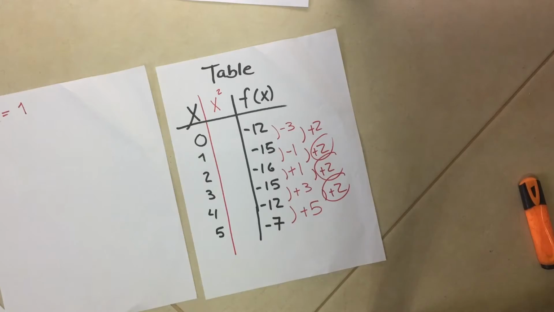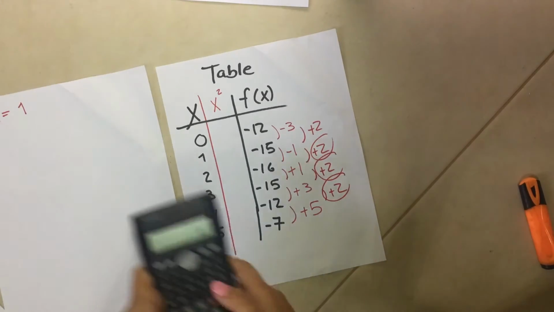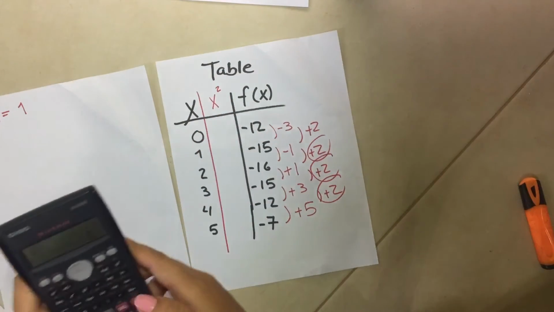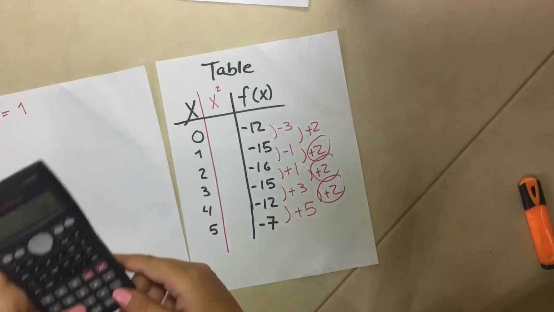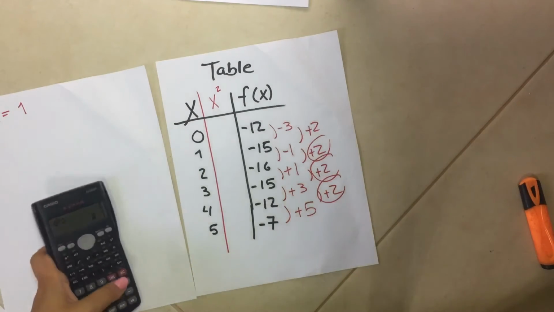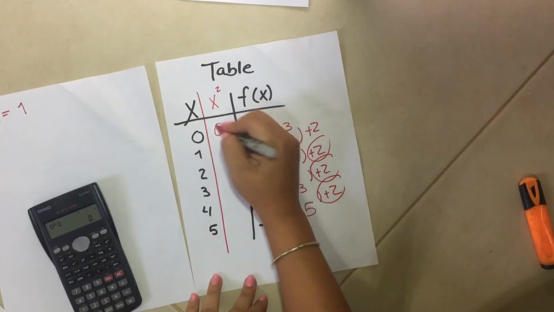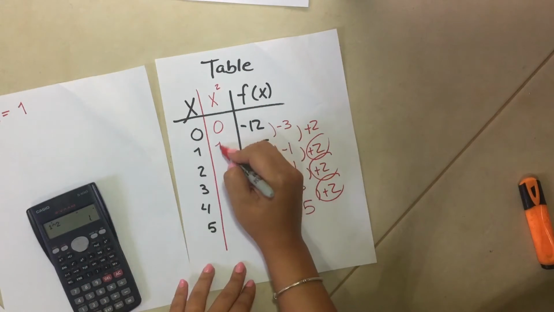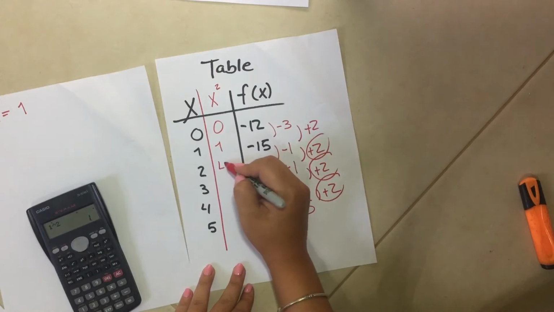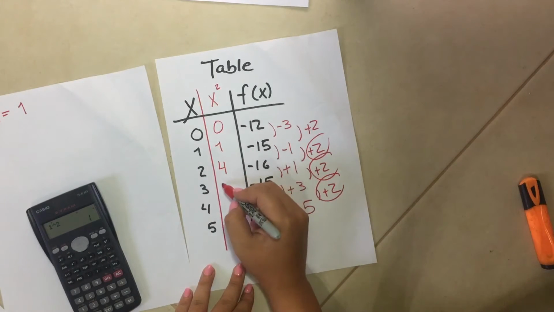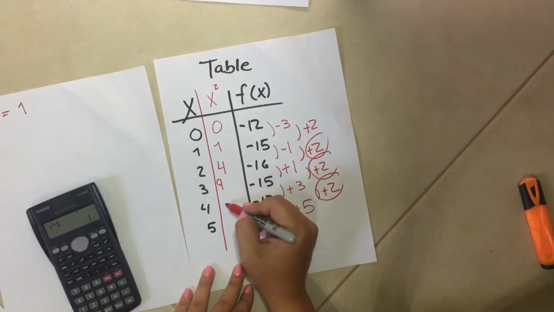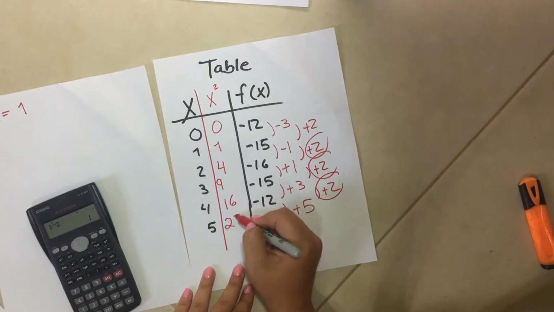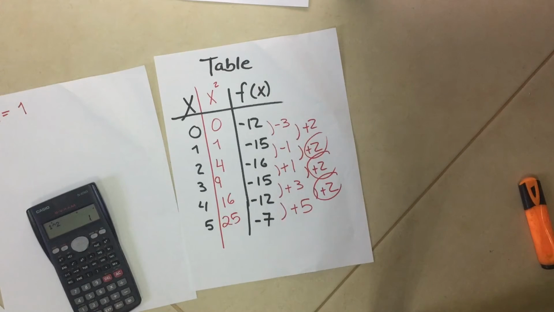So now let's start doing it. 0 squared is 0, 1 squared is 1, 2 squared is 4, 3 squared is 9, 4 squared is 16, 5 squared is 25. How does that help us? For now, we don't see anything.